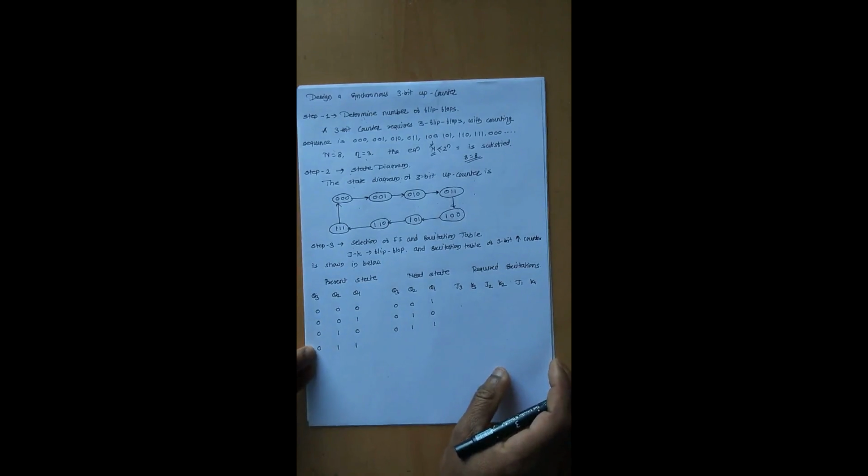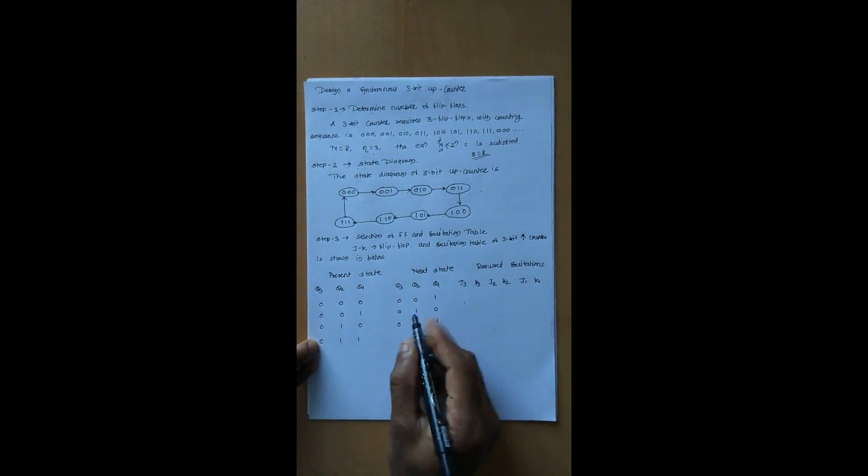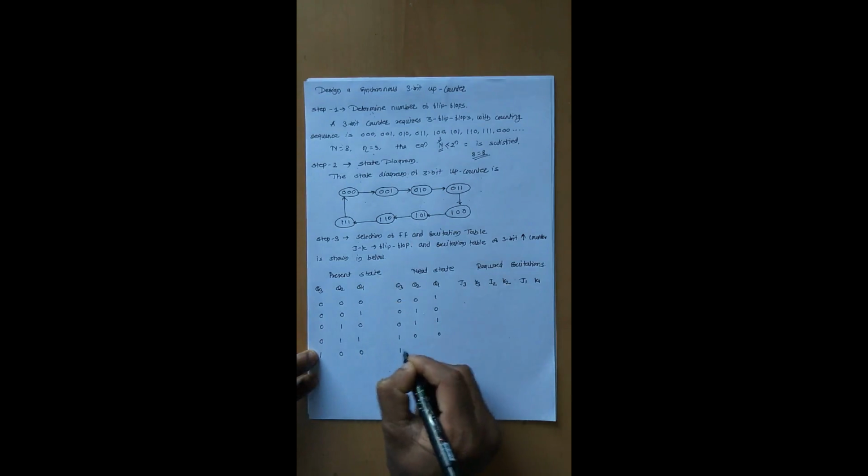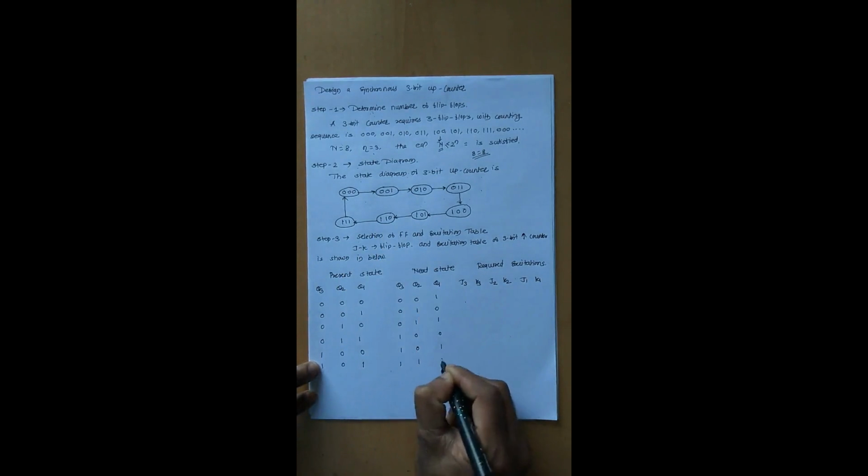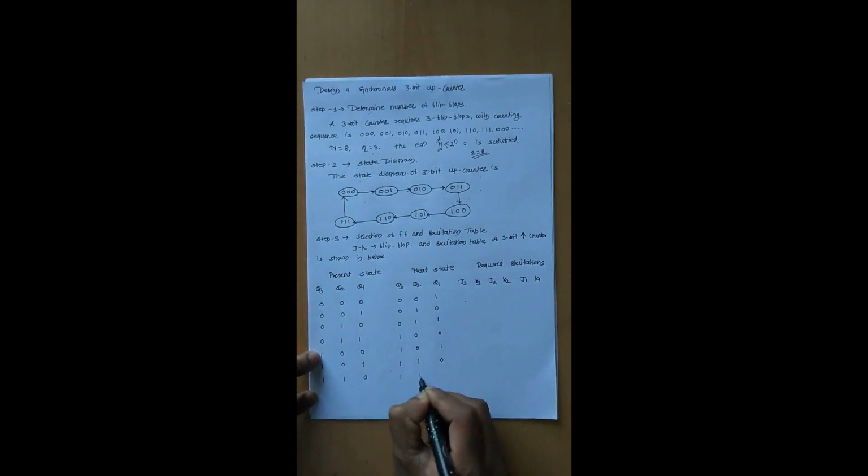Then what will be the next state? It will be 100. Then if the present state is 100, then the next state is 101. If the present state is 101, then next is 110, and so on. Last, if 111 is the present state, the next state will be 000. This is the present state and next state of all the flip-flops.